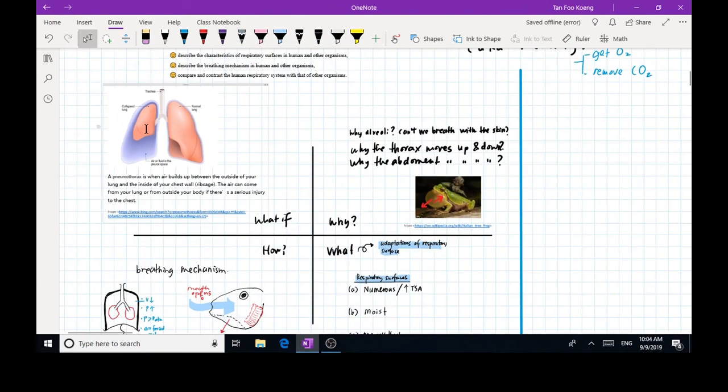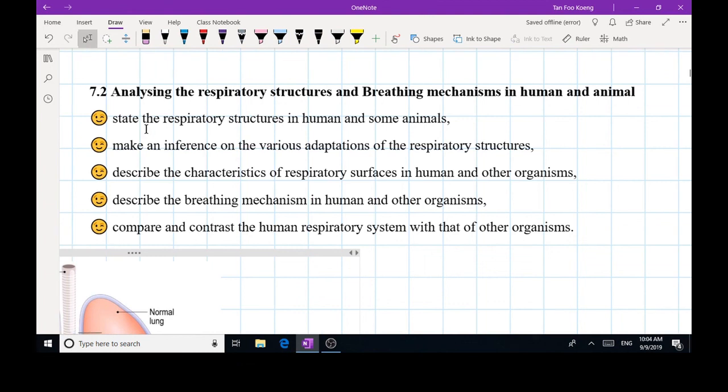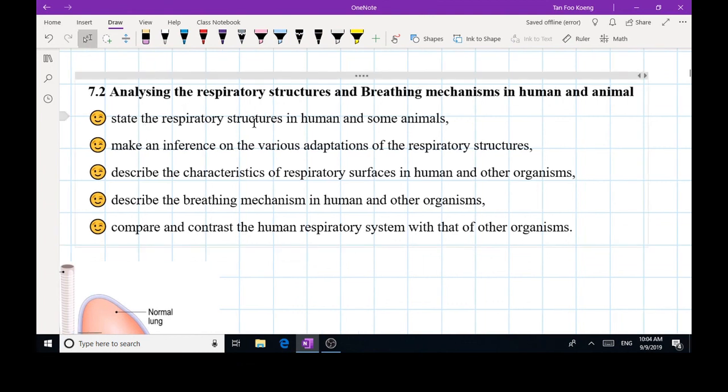Alright. Now, make sure we look at the learning outcomes again. Make sure that you have mastered all these learning outcomes. All those will be tested in the examination. Alright, so last part, as a homework today, please make a table to compare and contrast the human respiratory system with that of fish, for example, and with that of frogs.